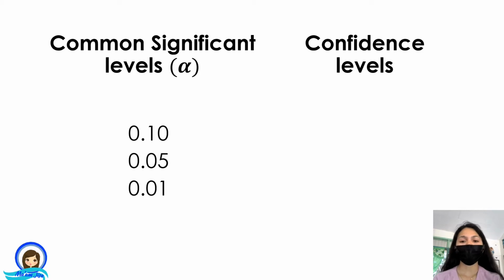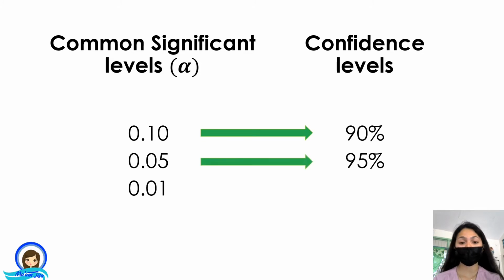So for 0.10, its confidence level is 90%. For 0.05, the confidence level is 95%. And for 0.01, the confidence level is, what do you think? That is right, it is 99%. If you have observed, when you add 0.10 to 90%, 0.05 to 95, 0.01 to 99, the sum is 100%.